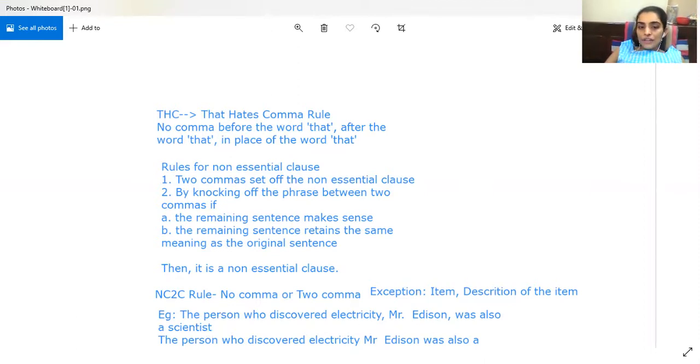But if I'm referring, like, the person who discovered electricity, Mr. Edison, was also a scientist. He was supposed to be a dyslexic child as a student, whatever, so he is referring to Edison. In that case, it cannot be non-essential and will be no comma. So if there's a reference made, no comma. If there's no reference made, 2 commas.